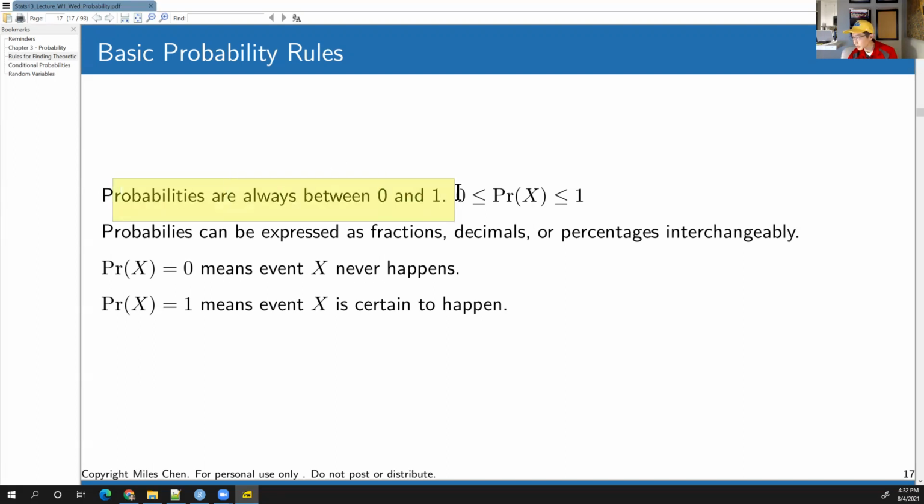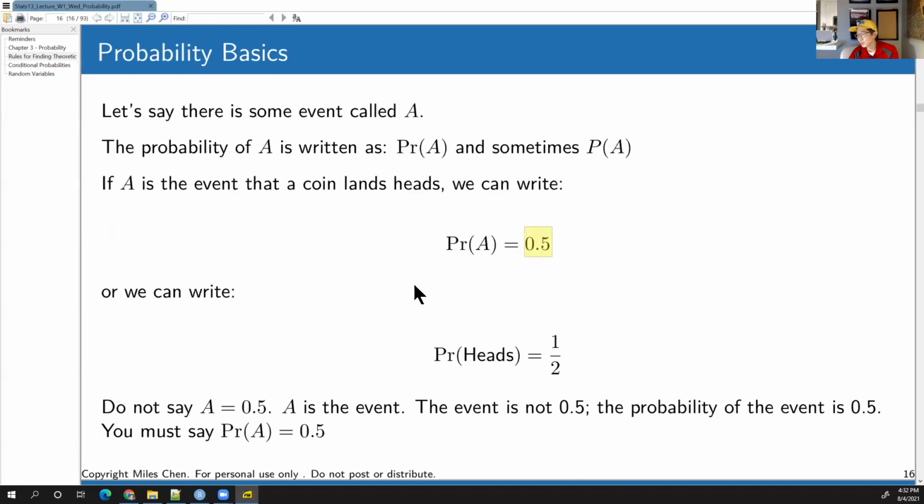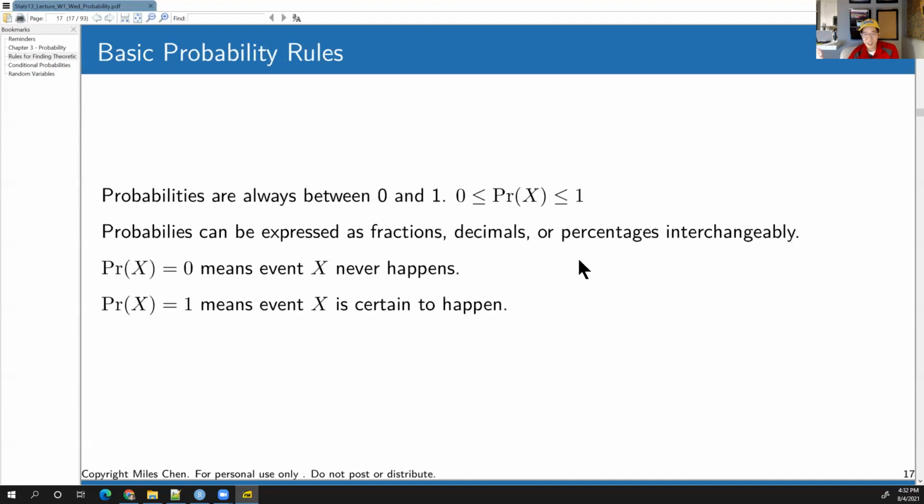So all probabilities are a value between 0 and 1. Okay, all probabilities are a value between 0 and 1. So we can just write it also like this. 0 is less than or equal to the probability of some event X, less than or equal to 1. Probabilities can be expressed as fractions, decimals, or percentages, and I use these things interchangeably. And so oftentimes when you see something, if it says 0.5, I might just say 50% or 1/2 or something like that, right? And I hope we're all comfortable enough with decimals and percentages that it's not going to be confusing.